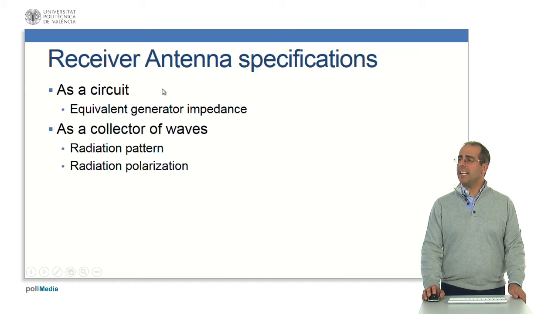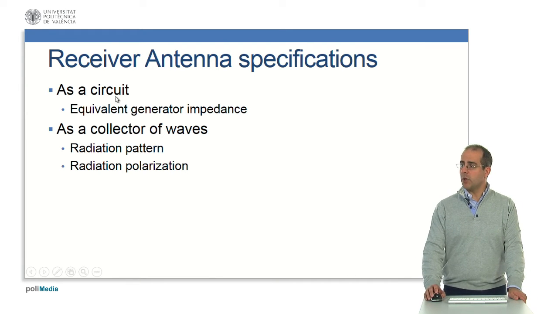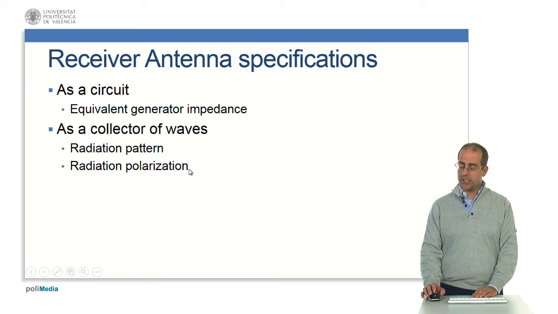So, we can define the receiver antenna as a circuit. We will talk about the equivalent generator impedance. We can also consider the receiver antenna as a collector of waves. So the parameters we will see are the radiation pattern and the radiation polarization.